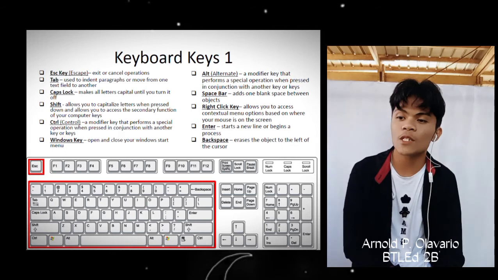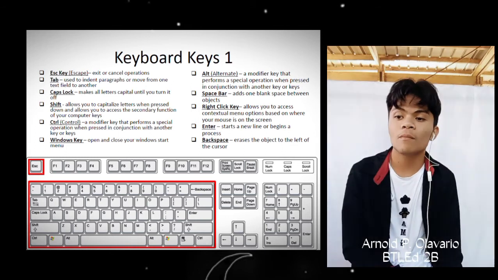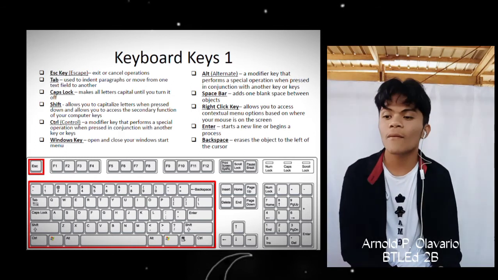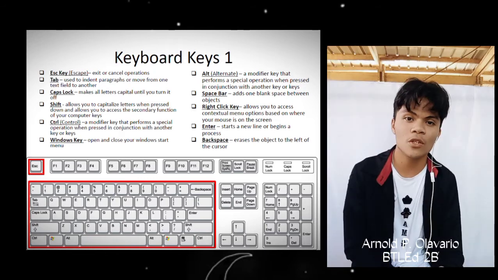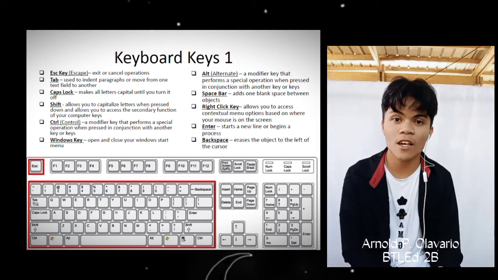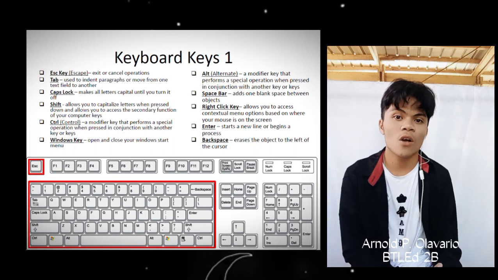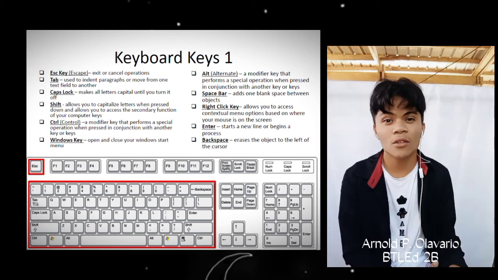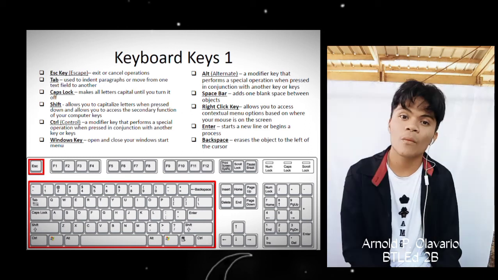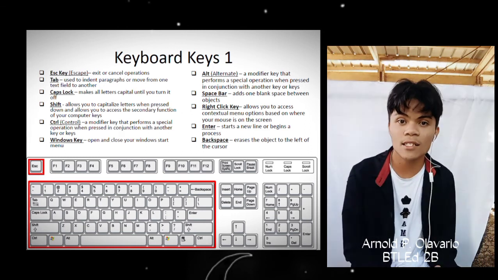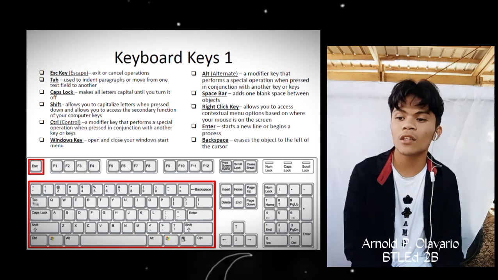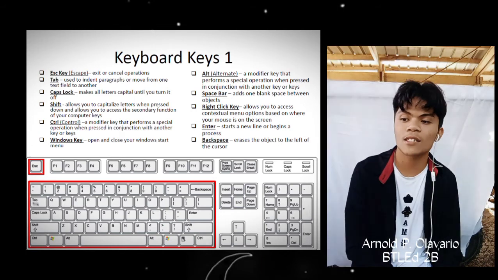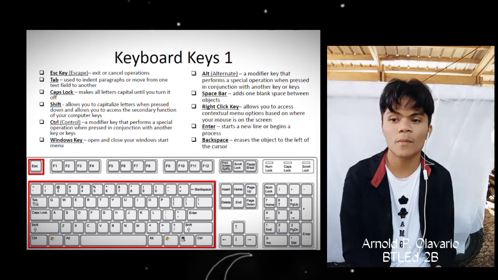So we also have the space bar. It adds one blank space between objects. Then the right click key. For example, when you are going to save something and you are opening the options, you click the right click, and also when you are going to highlight a text, you can use it. Enter starts a new line or begins a process. Then backspace, we are familiar with it.